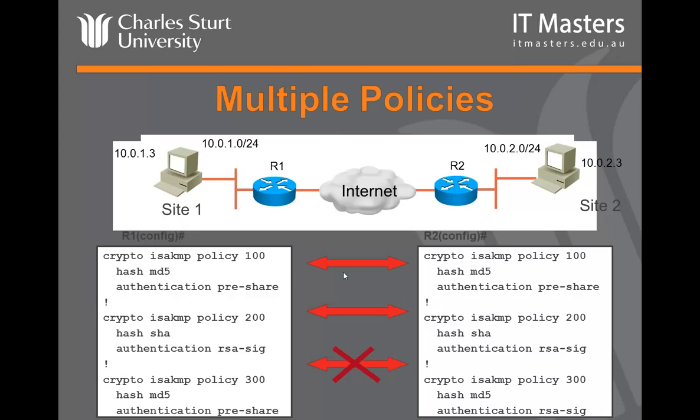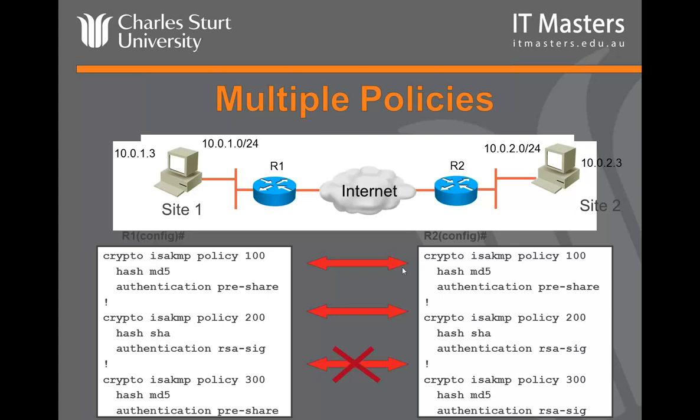So what happens if there are multiple policies? Well, I'm glad you asked. If there are multiple policies, then they need to go through until they find one that actually matches. For instance, crypto ISAKMP policy 100. The actual numbers on them are not particularly important. They're shown here as the same just for uniformity, but they don't have to be exactly the same. What does have to be the same, though, is the contents within it.